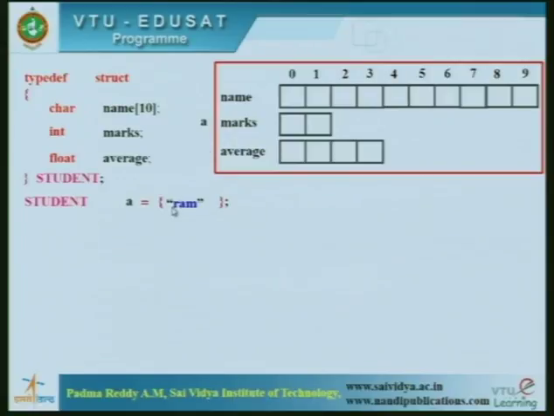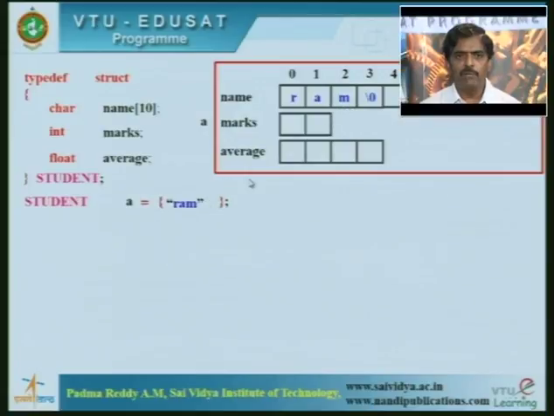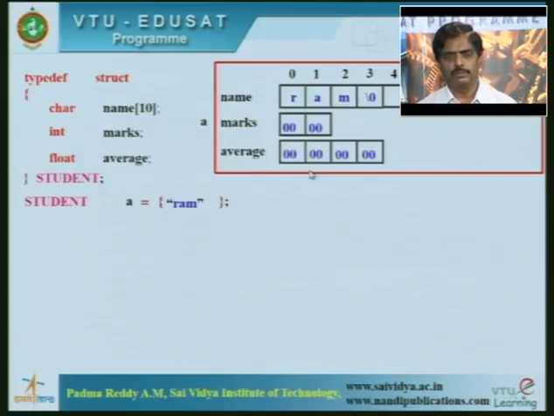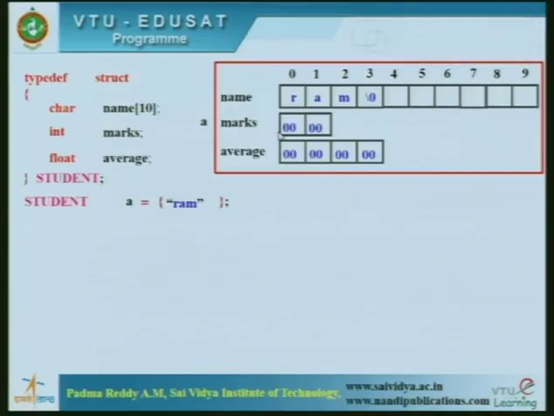Now, see what is happening here. Only one initial value is there, and that too for the first member. So, what will happen here? This string RAM will be copied into the memory location, that is A dot name. But remember, because it is a string, the string always ends with what? Null character. So, null character is appended at the end. Next, we do not have any initial values for the marks as well as average. So, if nothing is there, automatically these 2 fields will be initialized to zeros. Now, I hope you understood how to partially initialize the structure members.